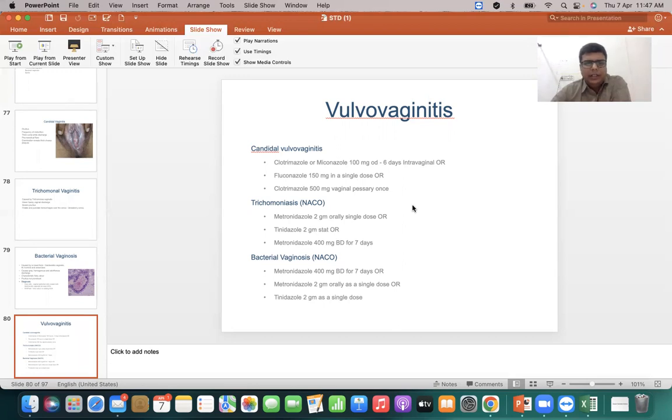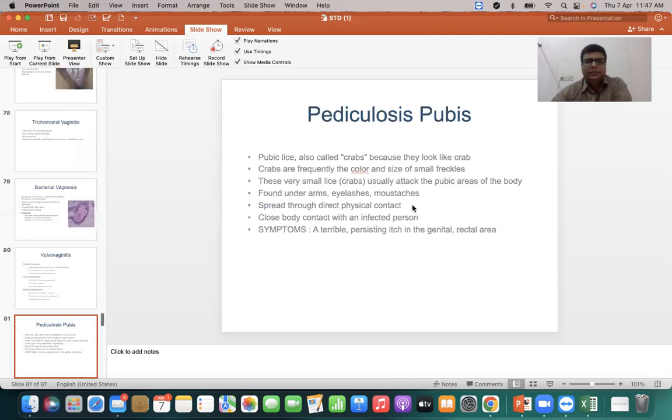Trichomoniasis, we give tinidazole 2 grams stat or metronidazole 2 grams orally single dose, or metronidazole 400 mg BD for 7 days. Bacterial vaginosis, the treatment is metronidazole 400 mg BD for 7 days, or metronidazole 2 grams orally as a single dose, or tinidazole 2 grams as a single dose.